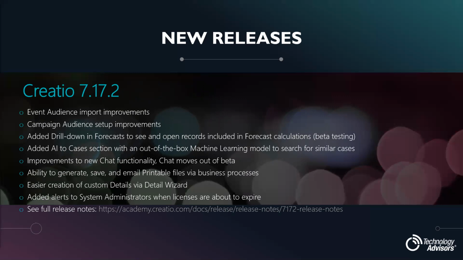And Creatio announced last week a new release, the 7.17.2 release. So I pulled out a couple of highlights from the release notes. I've got the link to the full release notes there at the bottom of the slide. There were some improvements in marketing in terms of how you add an audience to an event, as well as how you can use an event or a landing page to trigger into a campaign as a starting point for a campaign audience. On the sales side, the big change here was in forecast.